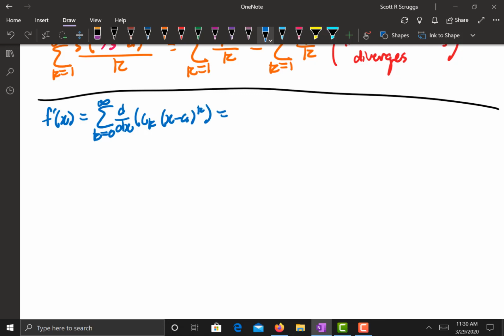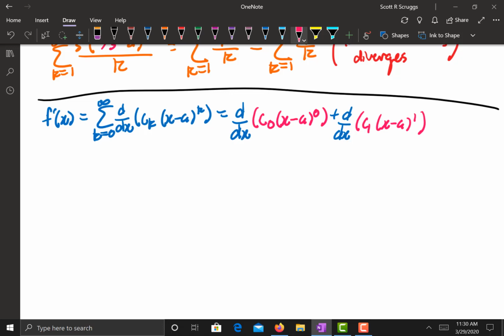So that is now equivalent to the derivative when k equals 0, so c0 times (x minus a) to the 0 power, plus the derivative when k equals 1, so c1 times (x minus a) to the first power, plus the derivative when k equals 2, c2 times (x minus a) squared. And so on.